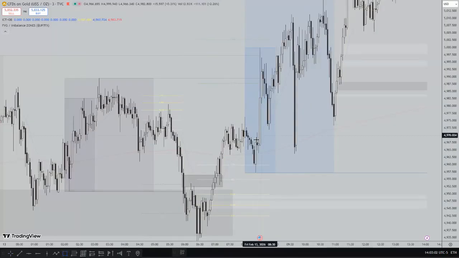So let's mark this up, because with this fair value gap indicator, once a gap gets mitigated, it will make the fair value gap disappear, but you can redraw it, obviously.